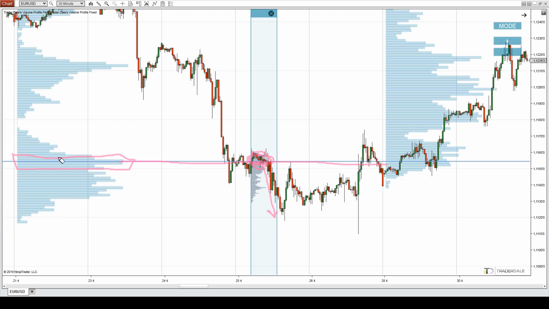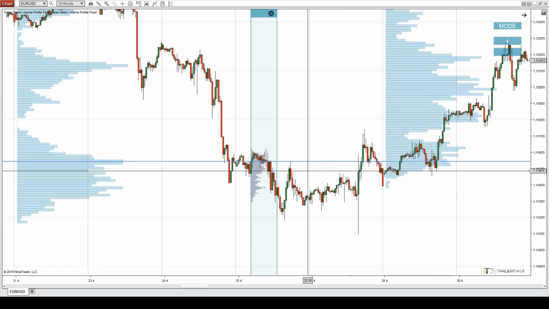Volumes in here got confirmed by volumes in here. And this is the reaction. Pretty spot on, pretty quick one. Painless reaction. There would be a nice and quick profit from this one.